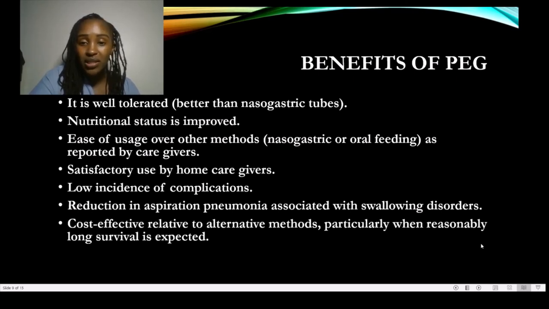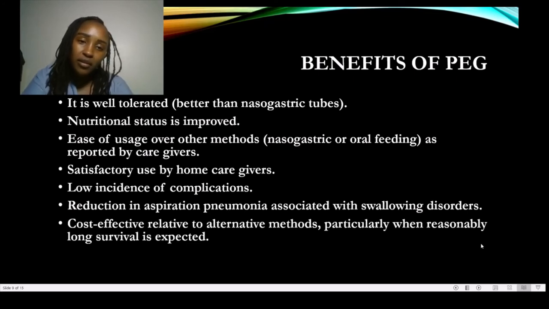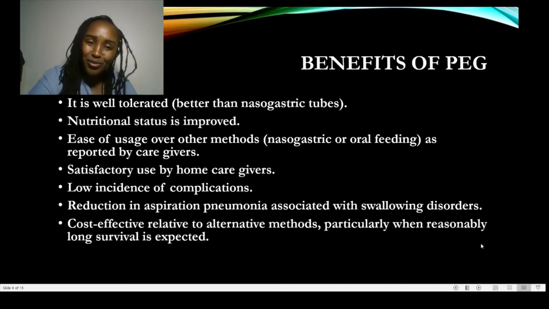Then ease of usage over other methods. It is quite easy, and most caregivers have preferred PEG over nasogastric or oral feeds, especially for patients who require assisted feeding. Then it is satisfactory for use by home caregivers. It is quite easy to use, and the patient can feed themselves, the caregivers can feed them, and the nurses can feed them while in the hospital setup.